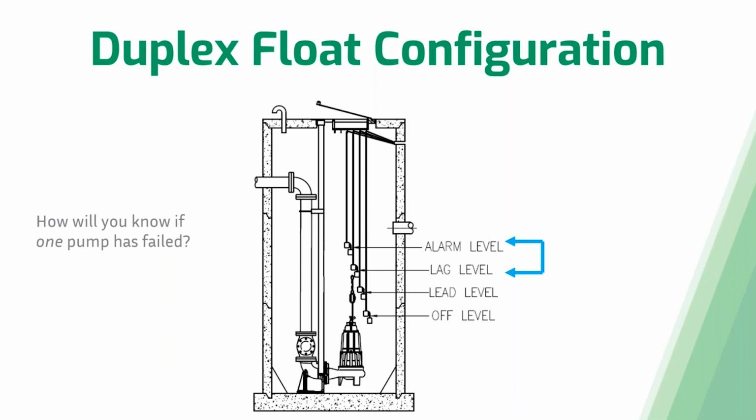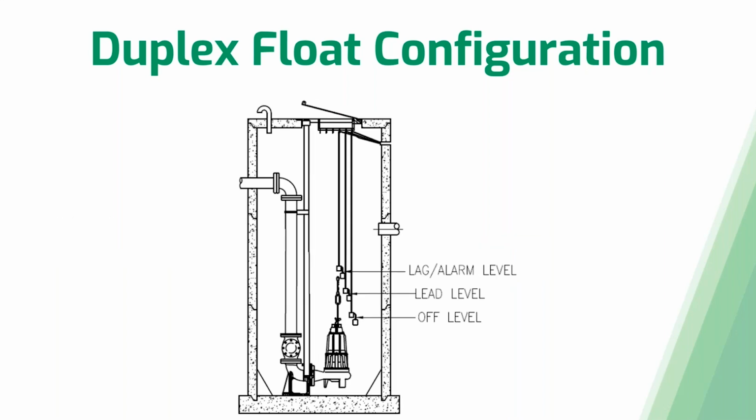But we figured, why don't we just get rid of one of these mechanical devices and go down to 3 floats instead? The way we did this is by putting a jumper wire in the control panel. That way, when this third float comes up, it will both send an alarm to the control panel and turn on your second pump, thus allowing the maintenance personnel, homeowners, or whoever owns the system to know that they have a pump failure and they need to get that pump serviced.